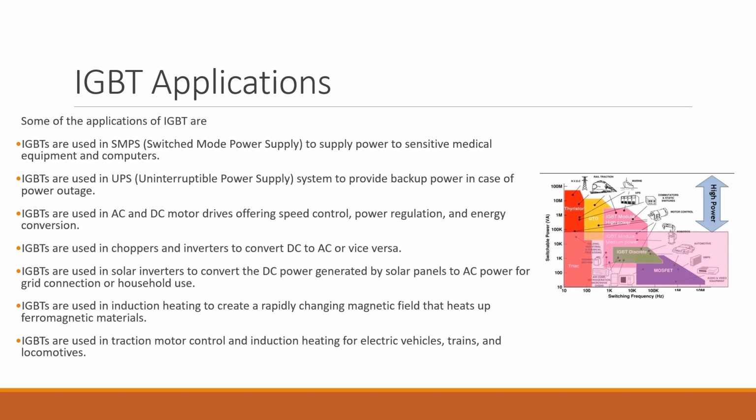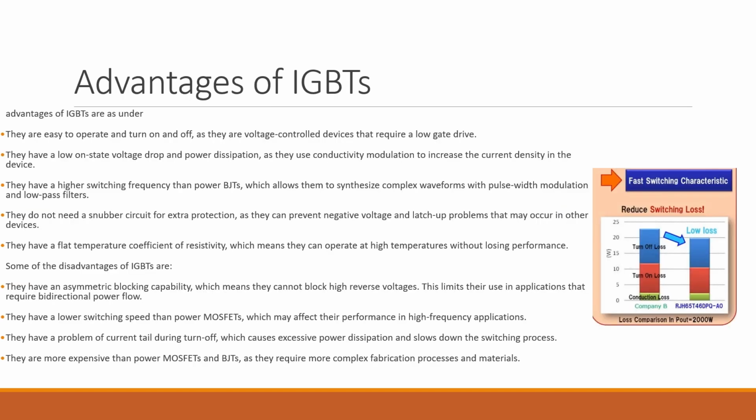IGBTs are used in induction heating to create a rapidly changing magnetic field that heats up ferromagnetic materials. IGBTs are used in traction motor control and induction heating for electric vehicles, trains, and locomotives. Advantages of IGBTs are as under.